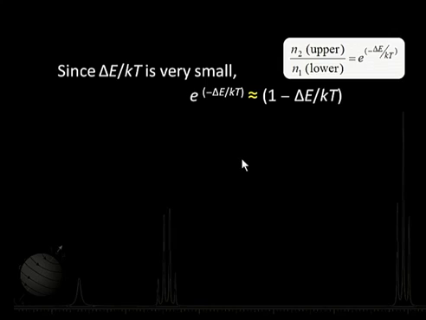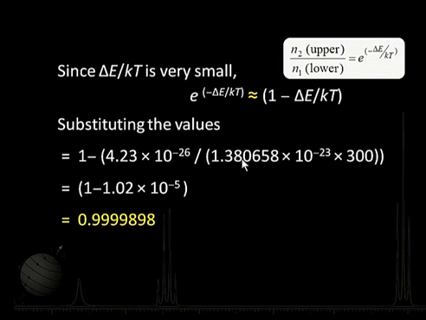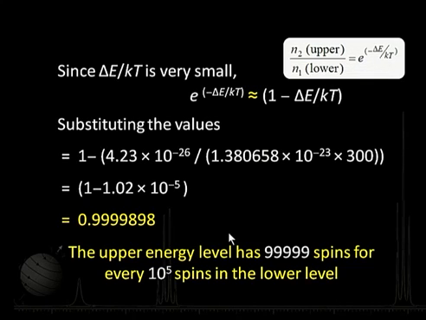When I do that and compute the values, I find that the ratio of N2 to N1 comes out to be 0.99998898 and so on. What does it mean? It means that for every 10 to the power 5 spins in the lower level, that is about 1 lakh, 100,000, there are 99,999 spins in the upper level. That means there is only a difference of 1 nuclear spin in 10 to the power 5, which is a very, very small difference.